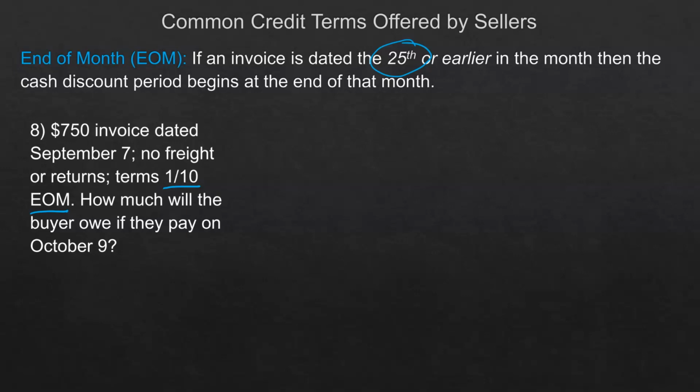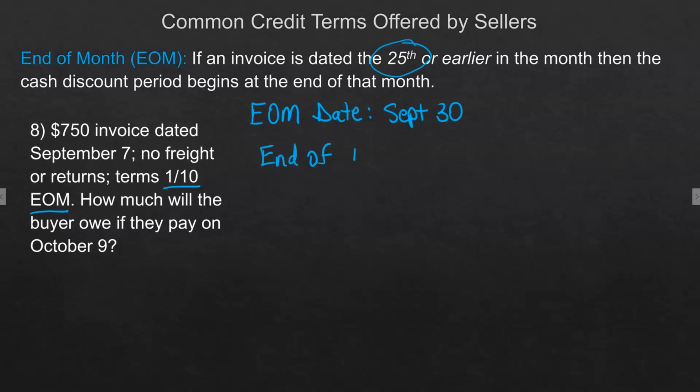So for this month, the EOM date, end of month date, will be September 30th. And that's because it was dated the 25th or before, right? It was on the 7th. And that means that we're going to use this date to find our end of discount and our end of credit.